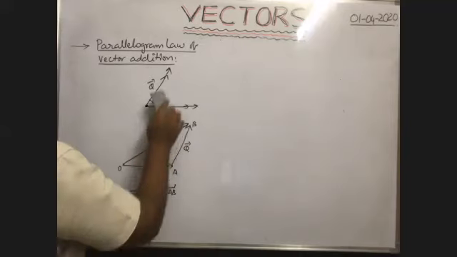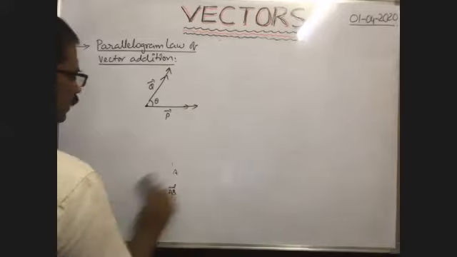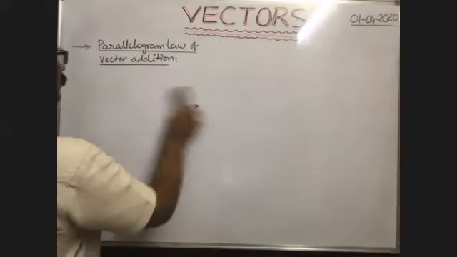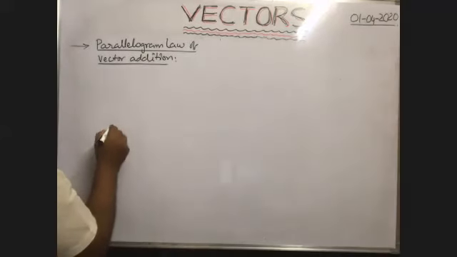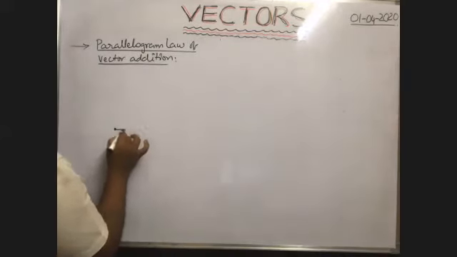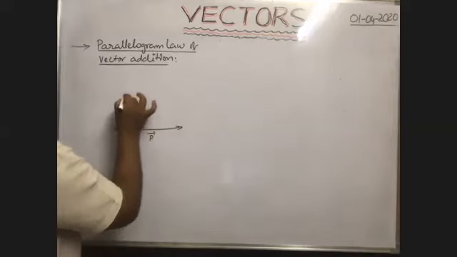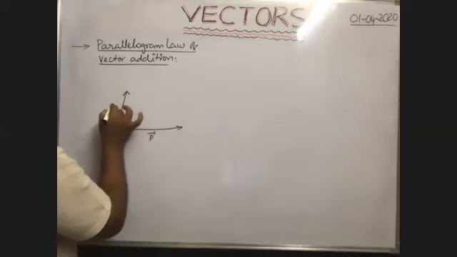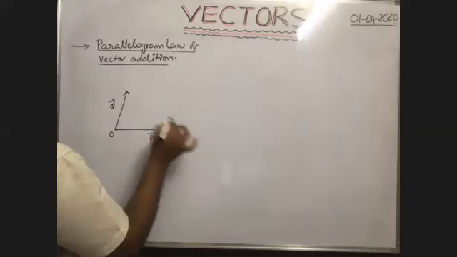Another way is by taking the same diagram, and we will see that also. Here I will draw a larger diagram. This is p bar, one vector acting on the particle in this direction. Another vector acts on the particle in this direction. That is q bar. This is OA, and this is OB.